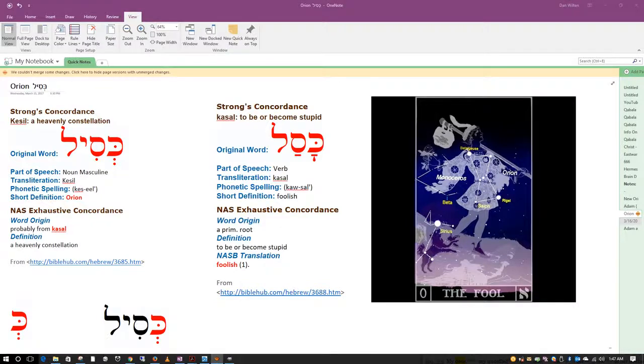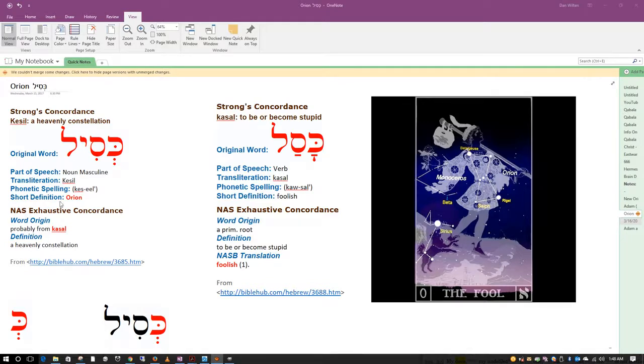So I thought we'd take a look real quick at the word Orion in Hebrew and break it down by its letters and their meaning. What's really interesting about this is that when you break them down into their letters, they mean something completely different than when it refers to the Fool, for example.